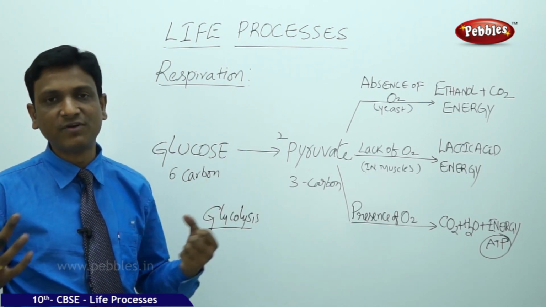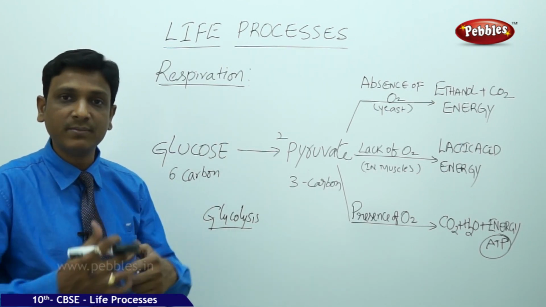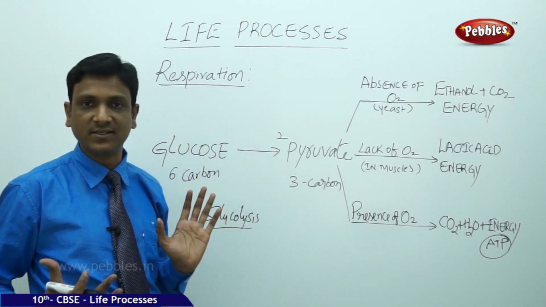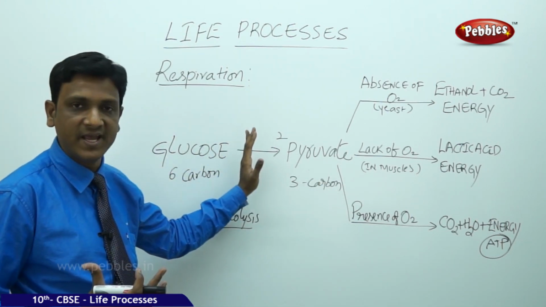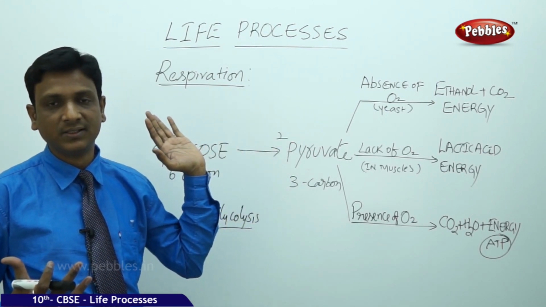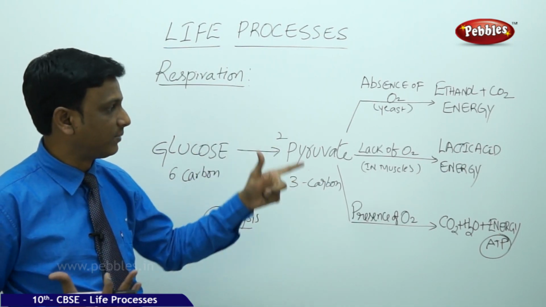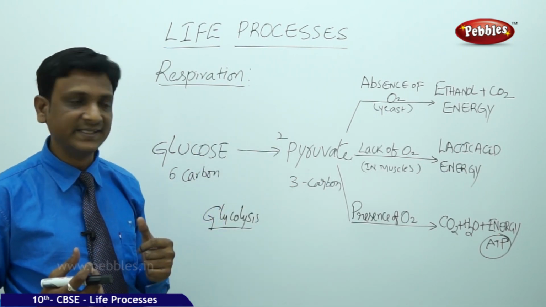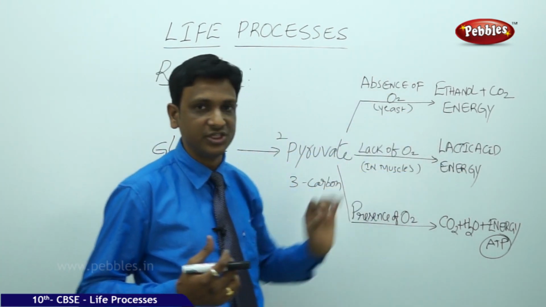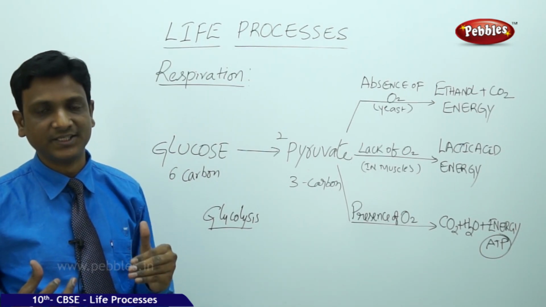So the cells are deprived of oxygen. What do they do? The energy is required. As you are running, a lot of energy is required. So the glucose is converted to pyruvic acid. The first step doesn't require oxygen anyway. So the glucose is converted to pyruvic acid. That's fine. But the pyruvic acid has to give out energy, but there is no supply of oxygen in your muscles. In such cases, the pyruvic acid is converted to lactic acid and energy. The pyruvic acid is converted to lactic acid and energy.